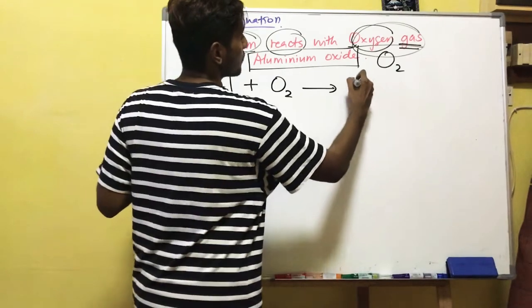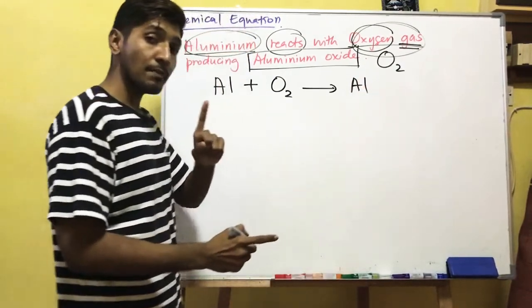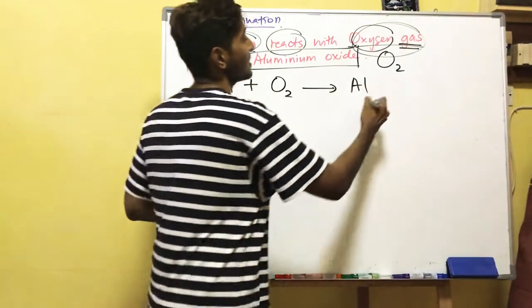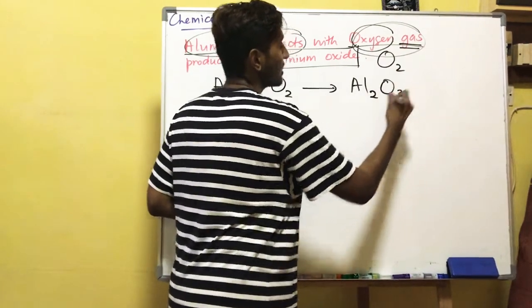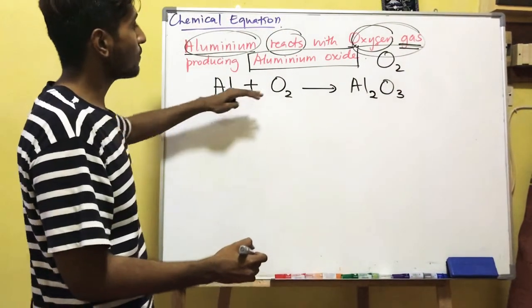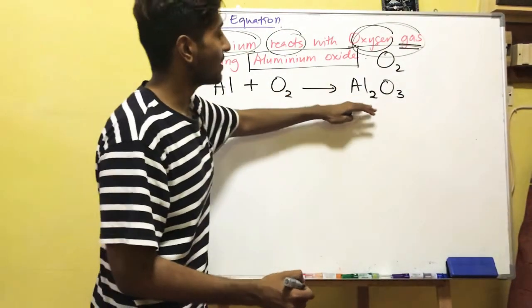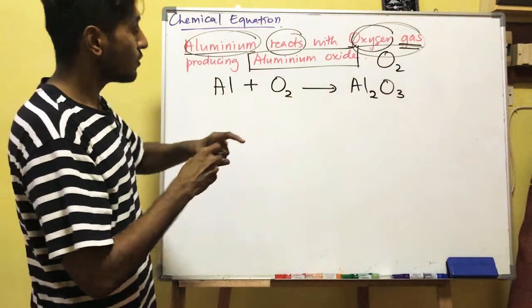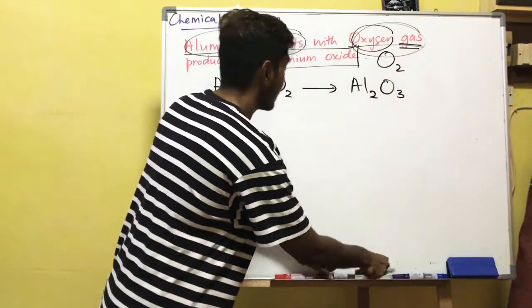And the product would be aluminium oxide. Remember we did just now, aluminium oxide is Al2O3. So now we have Al, we have O2, we have Al2O3. So now look on the left hand side.